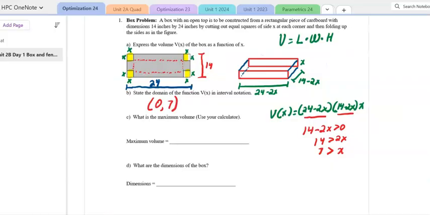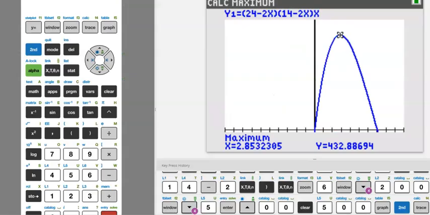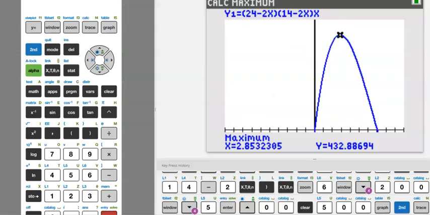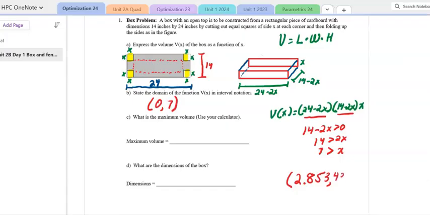So I'm going to write that ordered pair so I don't forget it: 2.853 and 432.887. So that is the local maximum. So what is the maximum volume? It is the y value of that local max, and that'd be in inches cubed.